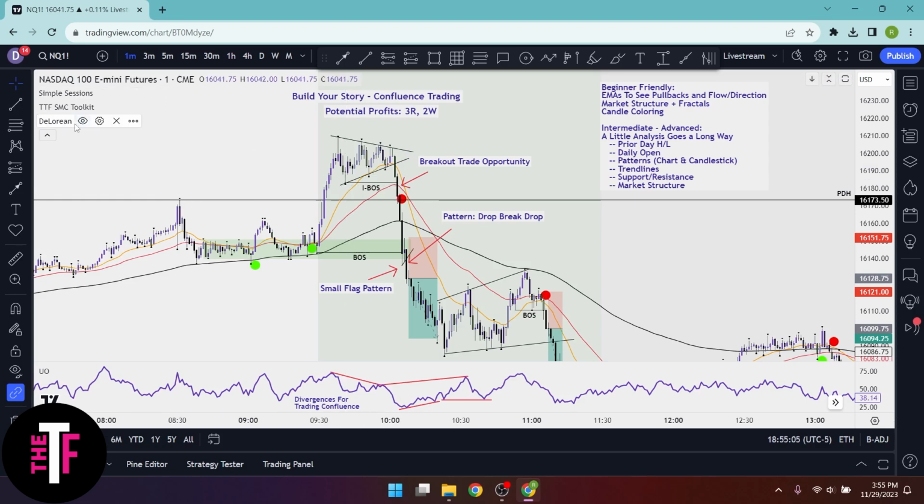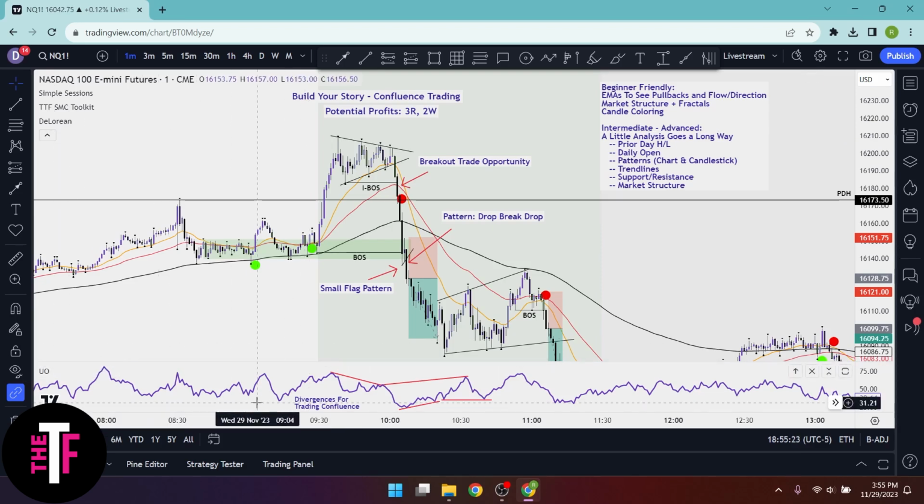I have the DeLorean on here for the EMAs and the signals. It is all default settings. If you haven't seen the first video, that's where I break down exactly what the settings are and how I have that set up. I'm not going to take time for that here, so please reference the first video.